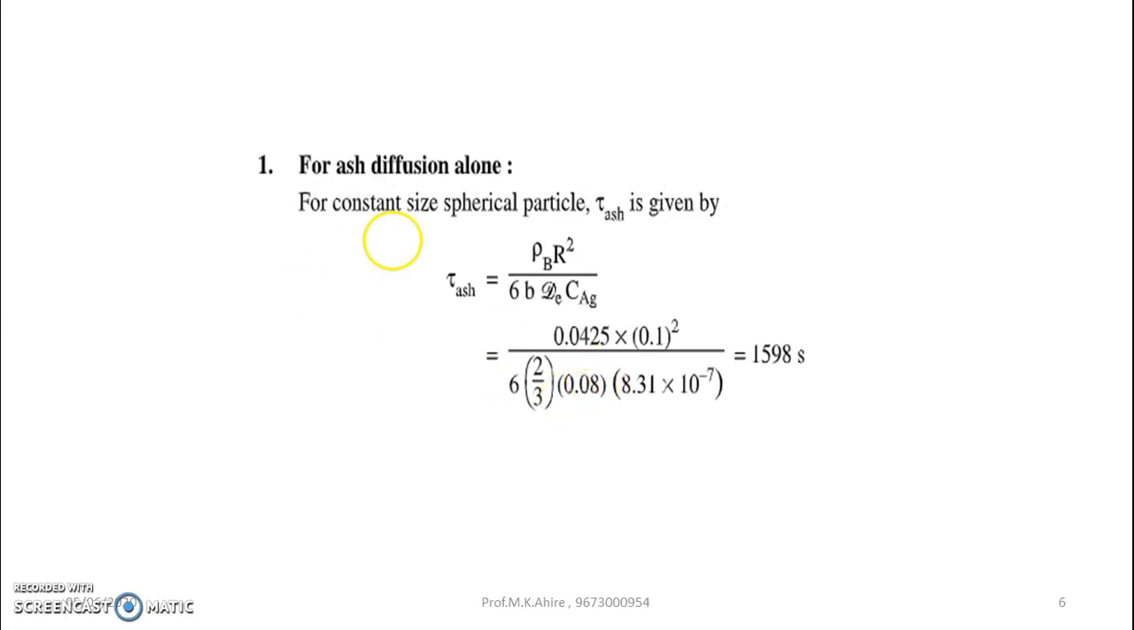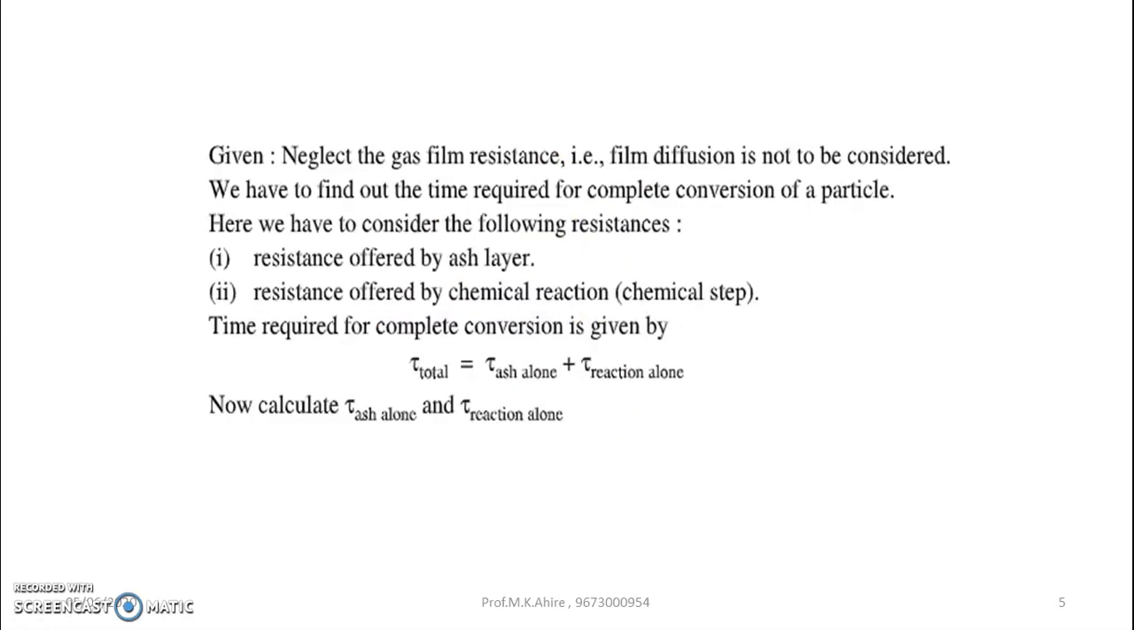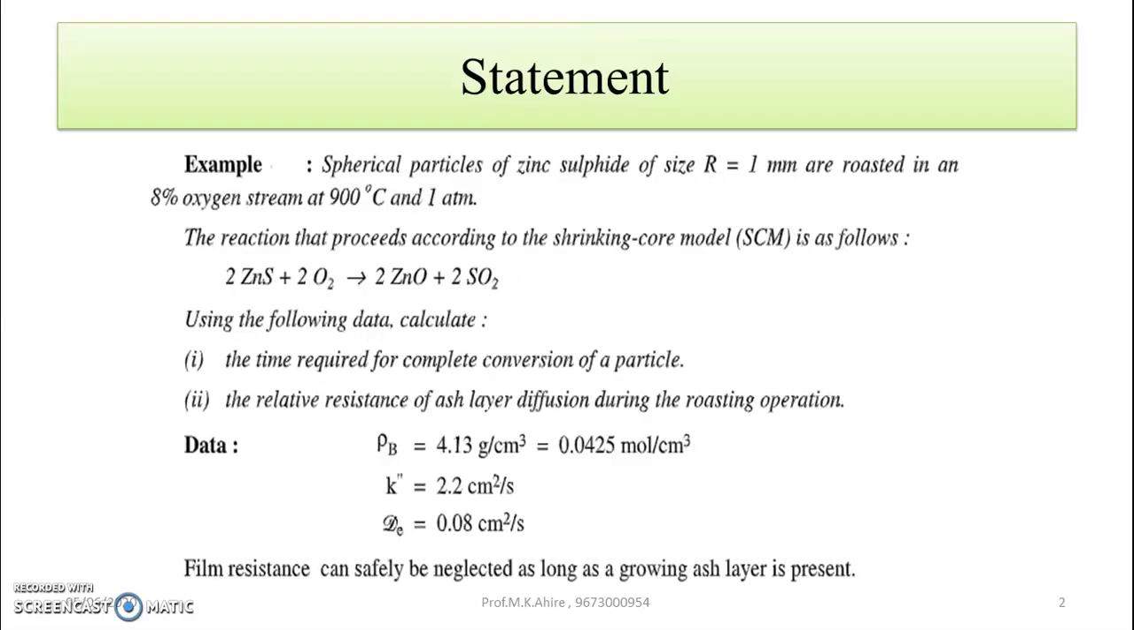Now what is the formula for that? As the particle is spherical and we are using the shrinking core model, this derivation we have already covered. You can check my YouTube video channel and you will find these expressions. So tau of ash is rho b into R square upon 6 b dE into Cag. This is the formula. Just substitute the values, whatever values they have given.